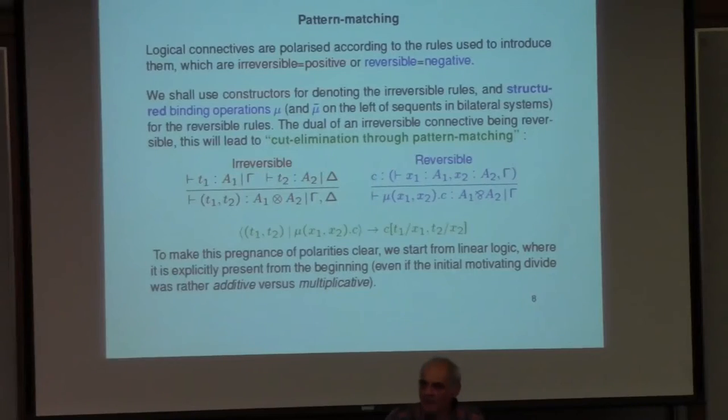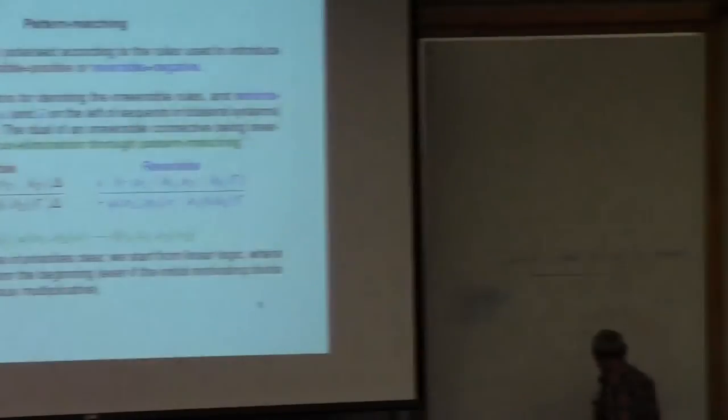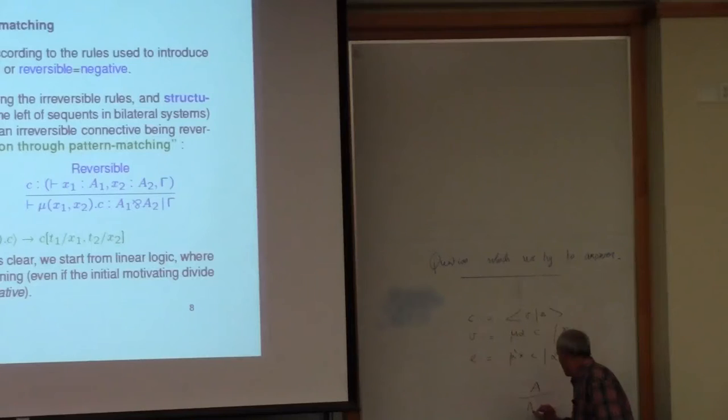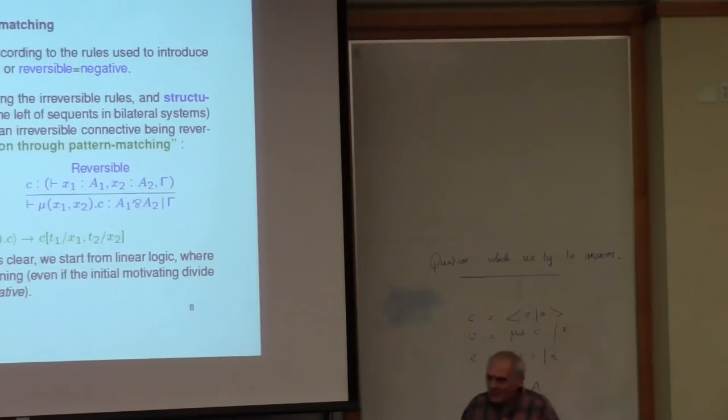Okay. Frank's rule of this morning was widely and even more obviously irreversible because it was saying that from A you can deduce A or B. But this clearly is not invertible. From A or B, you don't know A.